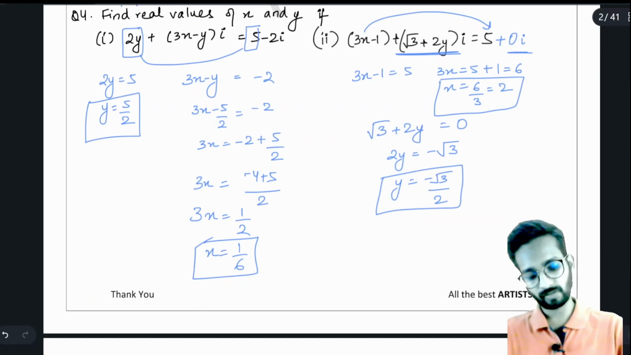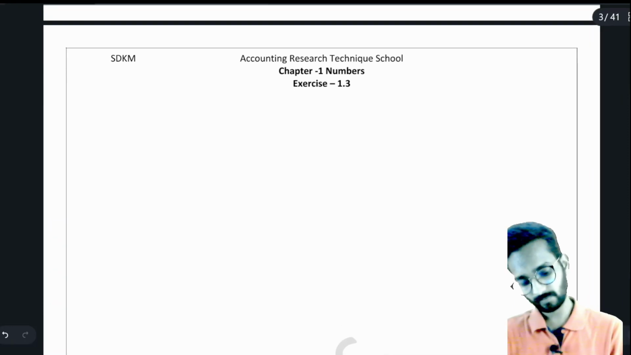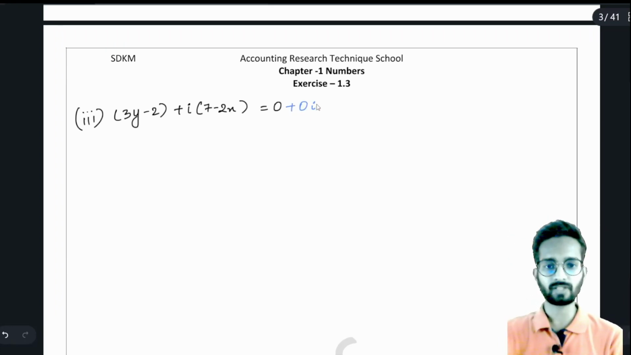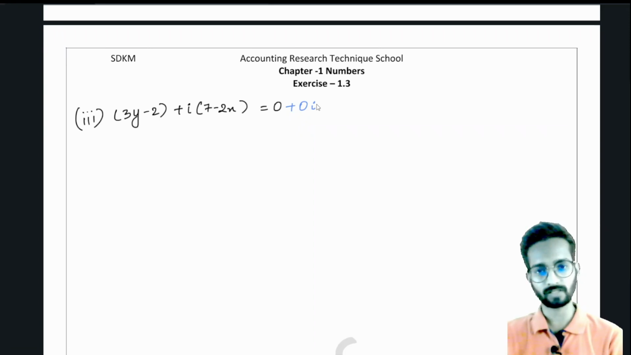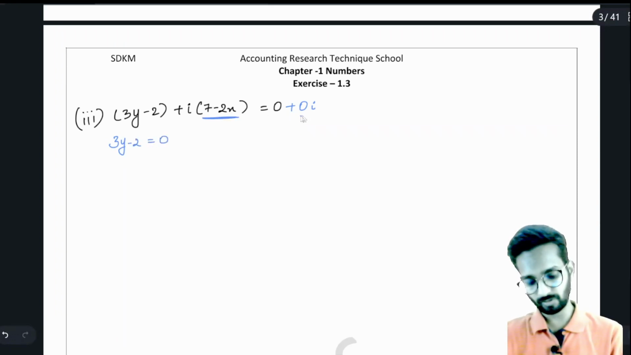Very simple. Solving the third part of question number 4, we can say here. Now the third part is 3y minus 2 plus i times 7 minus 2x is equal to 0. Now solving this, if it is 0 I can write here 0 plus 0i also. It won't matter if I write 0i or any 0. Now we know that 3y minus 2 is the real part, equal to 0, and this 7 minus 2x will be equal to this 0. So 7 minus 2x is equal to 0.